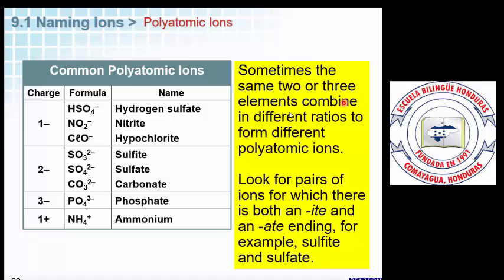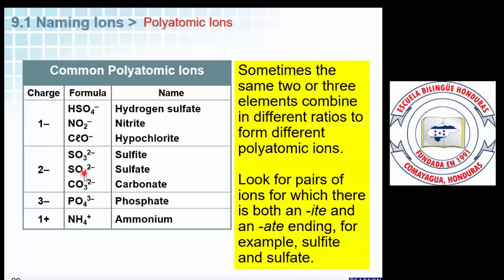Sometimes the same 2 or 3 elements combine in different ratios to form different polyatomic ions. Look for pairs of ions for which there is both an ITE and an ATE ending. For example, sulfite and sulfate. Over here you have the charge -2. Okay, you see the difference is in oxygen. Over here we have 3 atoms of oxygen. We call it sulfite. The last part of the name is ITE.